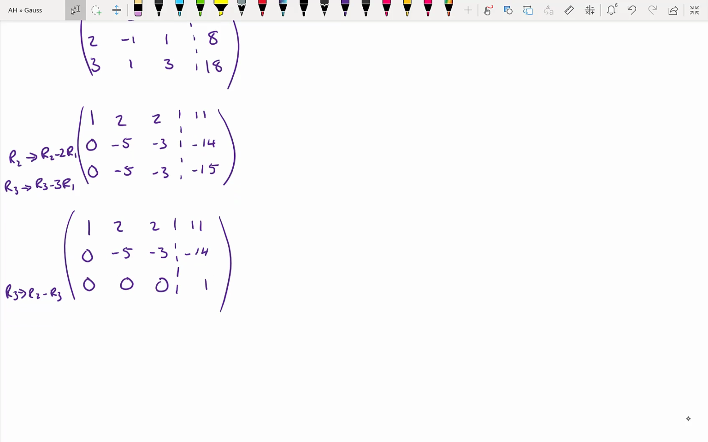So what we are seeing here is that my row 3 is suggesting that 0 is in fact equal to 1. Because what we're saying is we've got no lots of x plus no lots of y plus no lots of z give me 1.